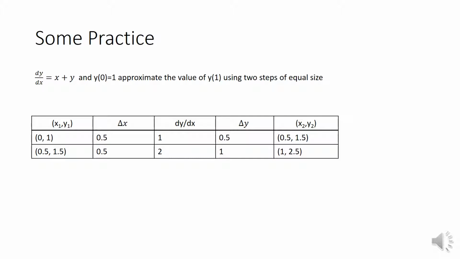So then again, you just multiply that by the change in x to approximate your change in y, and you get 1. And again, you just add your change in x and your change in y to get an approximation of x equals 1 to be 2.5. So again, in this case, you're seeing that you're having two lines with slightly different slopes, which better approximate the curve than just having one line. So your approximation for x equals 1 is going to be 2.5.